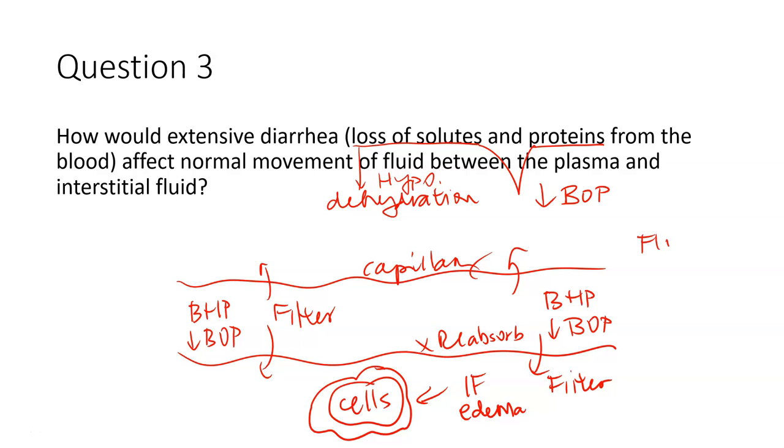So here's how fluids move. They move from the blood plasma in the capillary to the interstitial space, causing edema. And from the interstitial space, those fluids are hypotonic and can move into the cells, causing them to bloat. So just put a little note here, edema and bloating can result from these extensive setups of diarrhea.